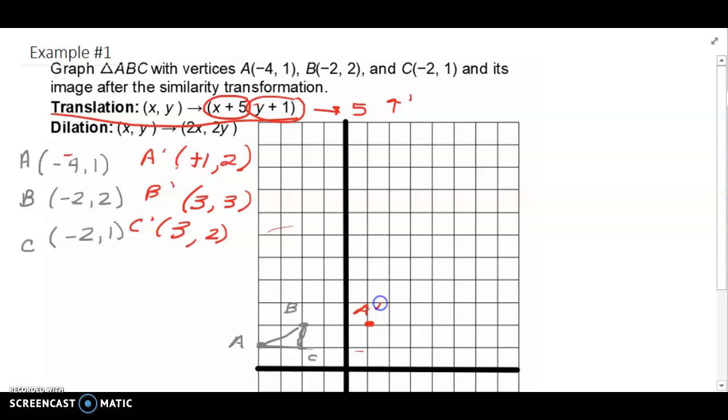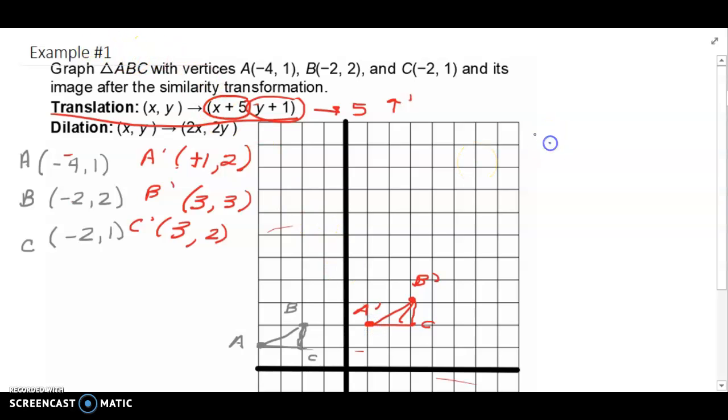It's my A prime. My B prime is 3, 3. So 1, 2, 3. 1, 2, 3. B prime. And then my C prime is 3, 2, which is right here. So this is what it would look like. Sorry guys, that's kind of a messed up triangle. This is what it would look like after I translated it, but before I dilated it.